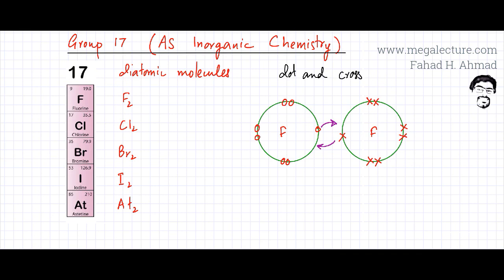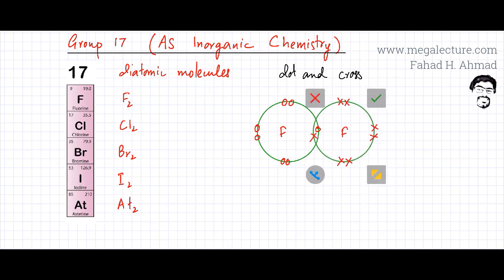What would eventually happen is that the 2 fluorine atoms would start sharing electrons. They would both be pulling each other's electrons, and eventually they would start sharing the 2 electrons in the middle, and that would end up forming the fluorine molecule that is shown over here.